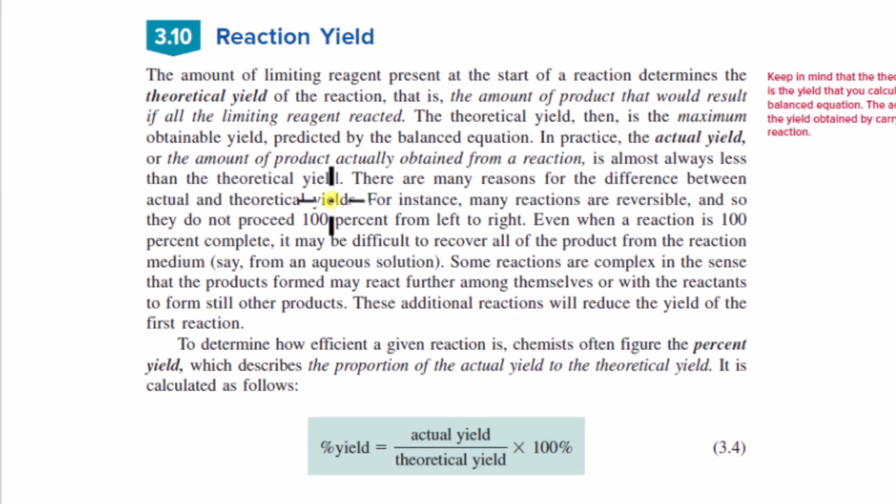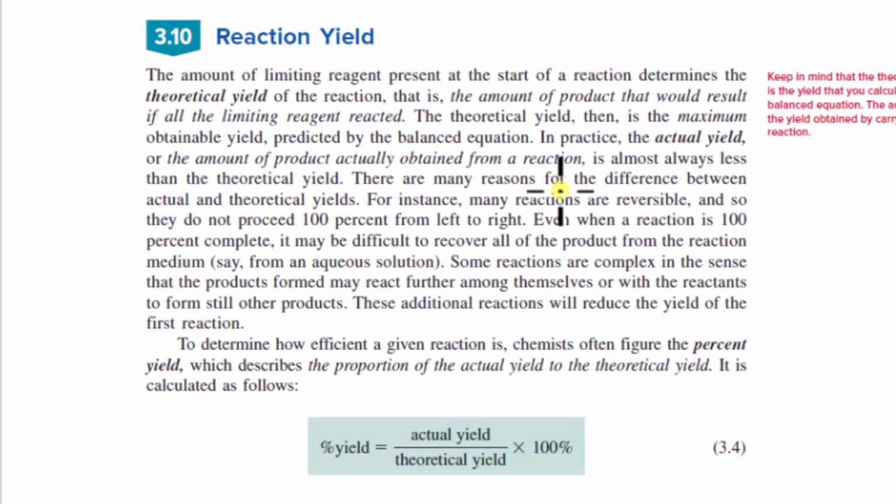Okay, but we all know in actuality, processes don't go perfectly. When you actually take all of the gold, when everything's finished and you actually take all of the gold that came out and weigh it, almost always you're going to have less gold than you theoretically should have had. That's the difference between theoretical and actual yield.